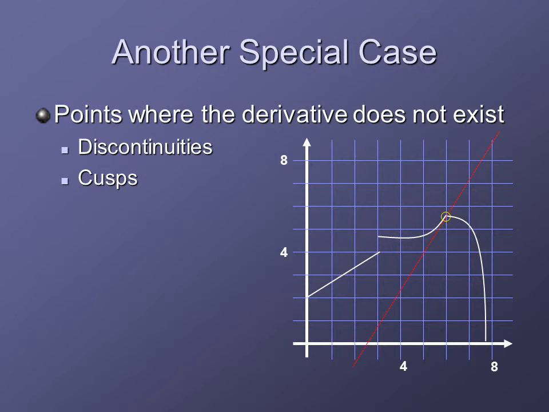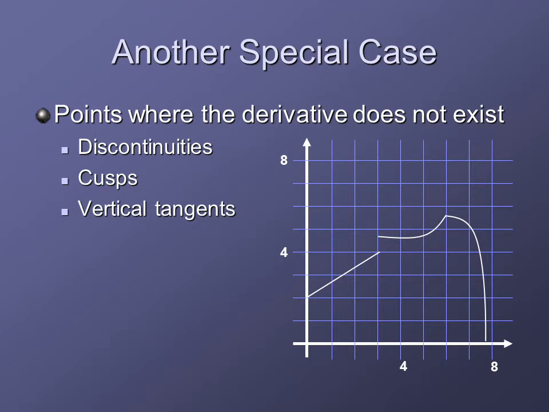Okay? Well, if we draw a tangent from one side of the cusp, we get this tangent line. If we draw a tangent from this side of the cusp, we get that tangent line. These tangent lines obviously have very different slopes. Since they have different slopes, you get different answers for the derivative if you approach from this direction versus this direction. And therefore, there is no single value for the derivative at this point. And so you say the derivative does not exist at this particular point.